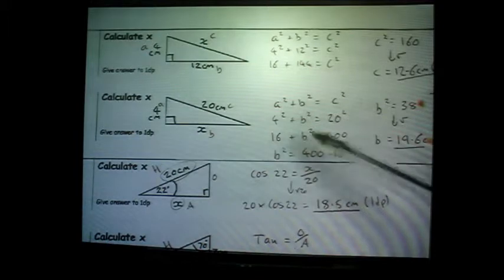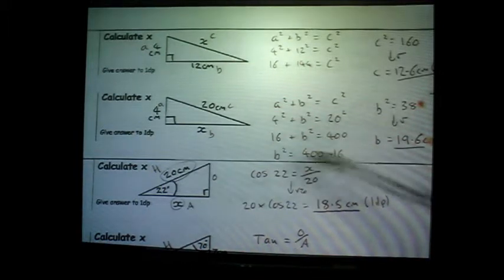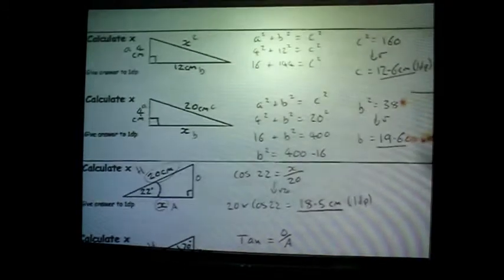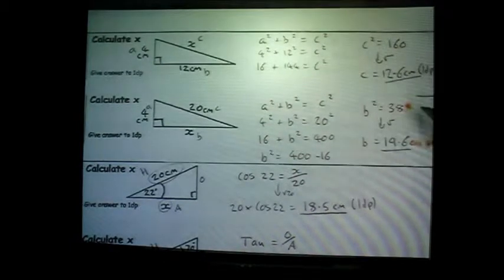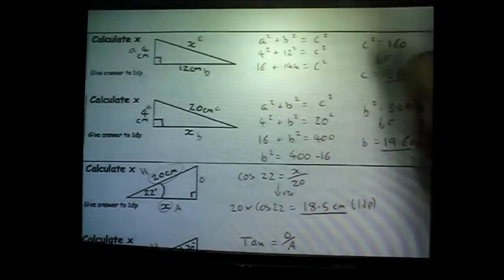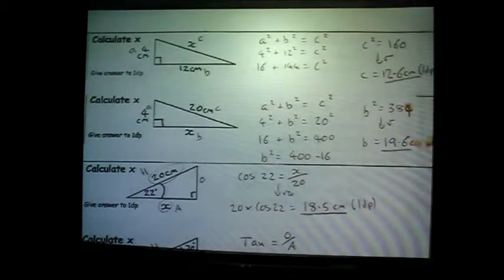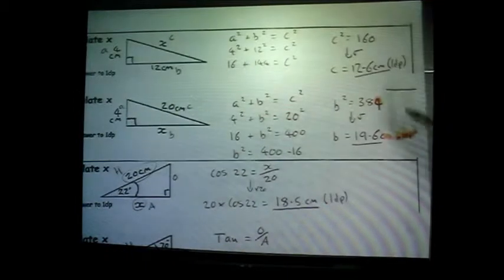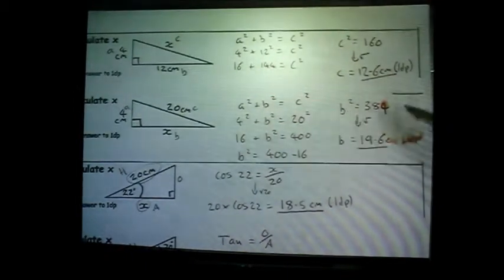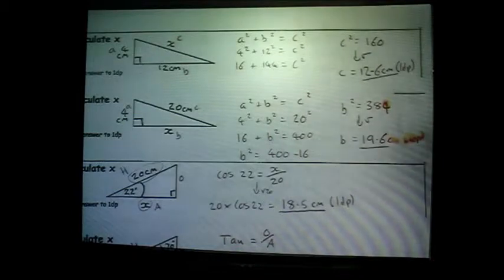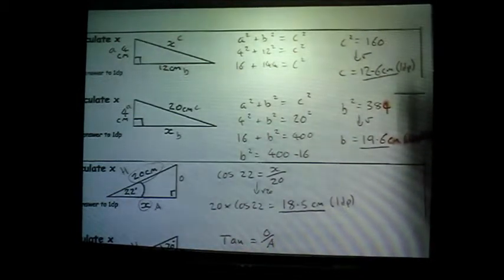And the way you can work out what that something is, just do 400 take away 16, which is 394. You can't see that very clearly because I left it on the windowsill and it's gone a bit wet. 394, so that's what b squared is. Square root it and you get 19.6 centimetres, and that is, brackets, 1 decimal place I've put in there.